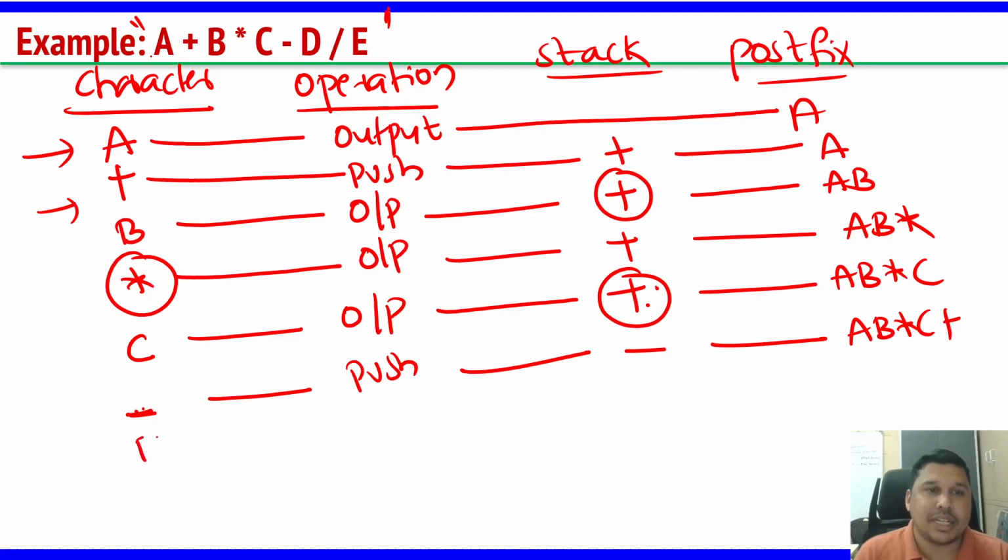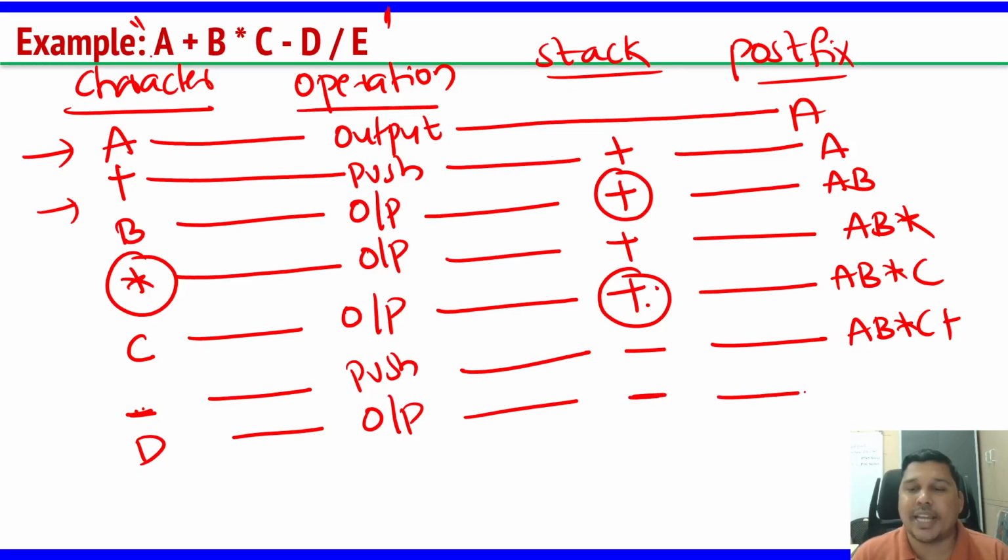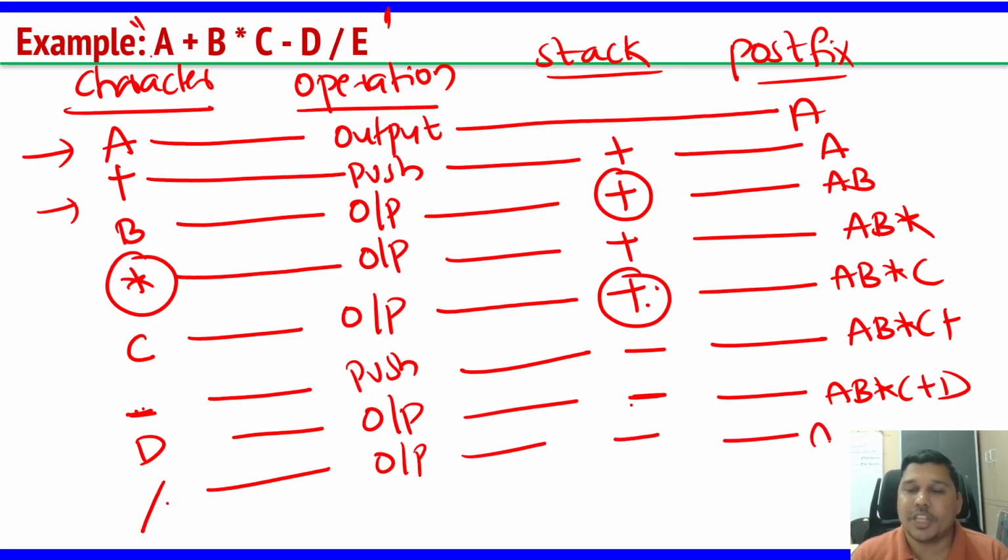Now then came D. D means simply output it. So the stack remains minus, and this becomes AB star C plus D. Next, I got the divide operator. Which one is having more priority, the divide operator or this minus? Divide has more priority, so simply push it. The stack remains minus, and the output becomes AB star C plus D.